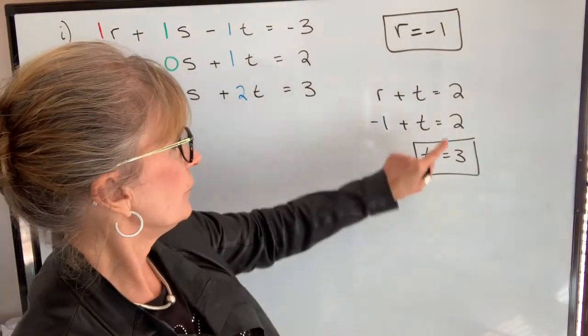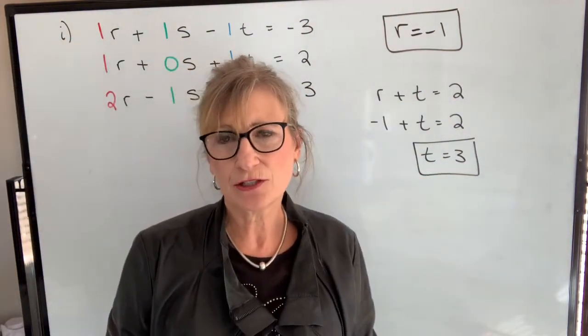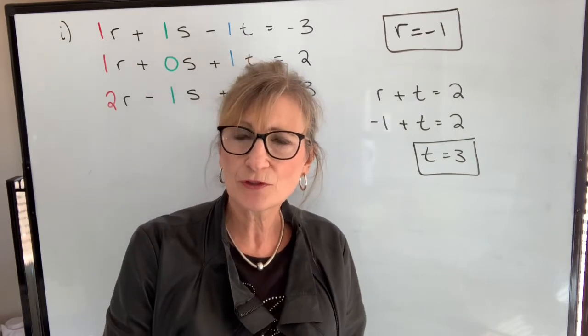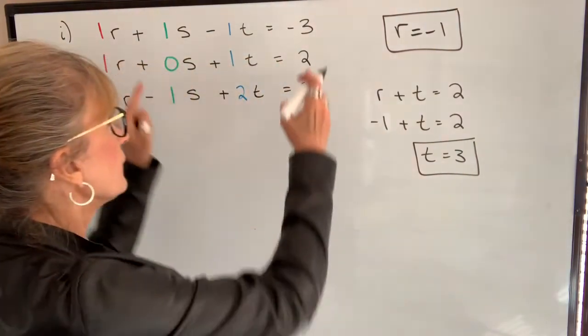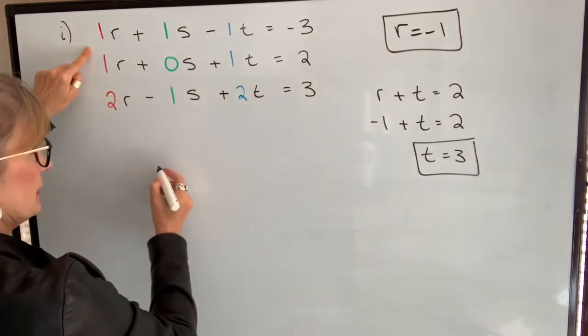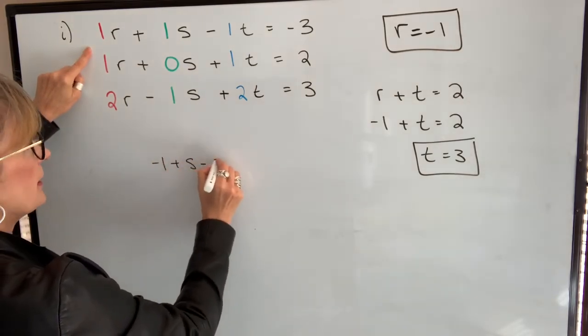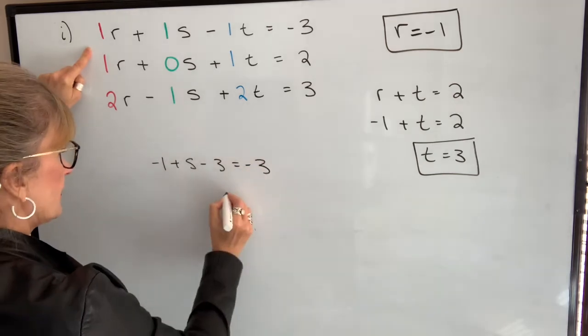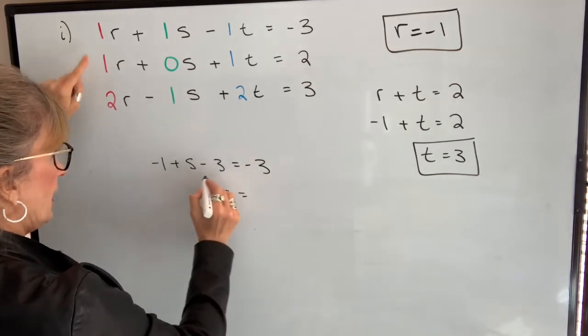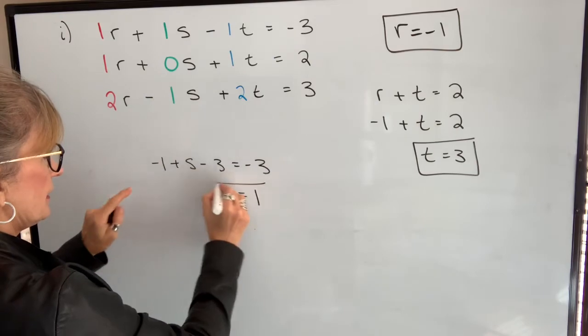Once we have 2 variables, we definitely don't need to use determinants. We just plug those values into one of the other equations. So -1 plus s minus 3 equals -3. We did this already. We add a 4 to both sides.